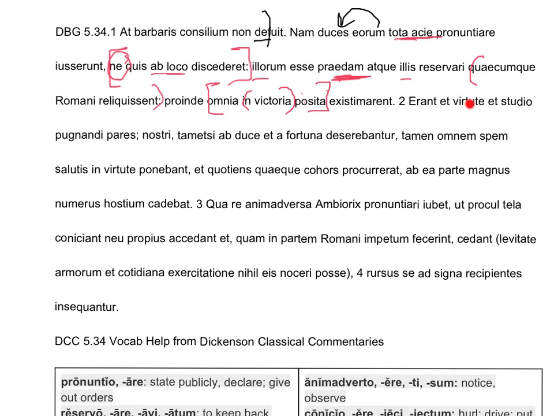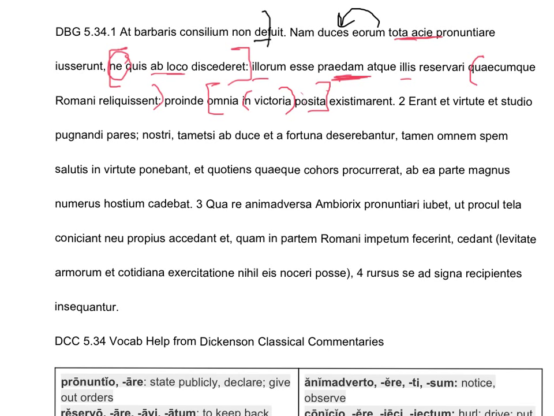Erant et virtute et studio pugnandi pares. Nostri tametsi ab duce et a fortuna deserebantur, tamen omnem spem salutis in virtute ponebant. Et quotiens quaeque cohors procurrerat, ab ea parte magnus numerus hostium cadebat.